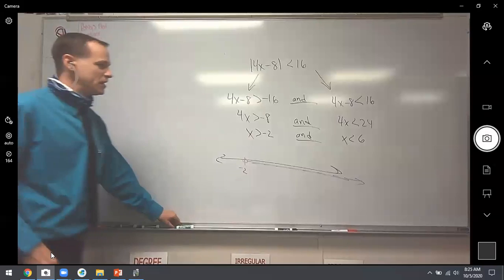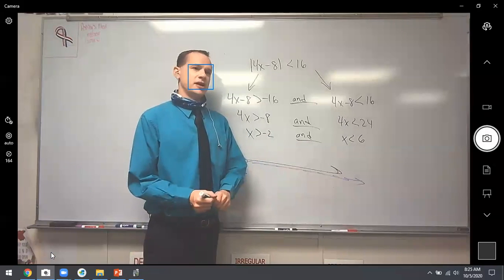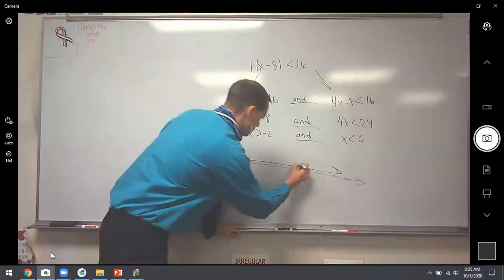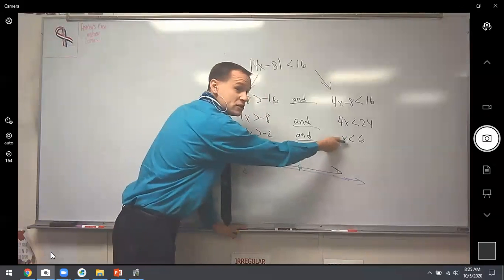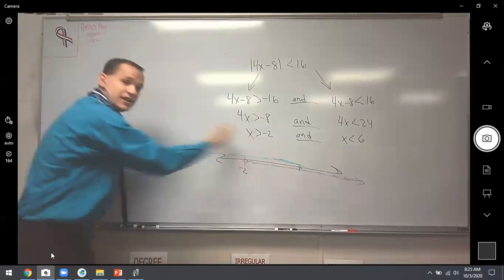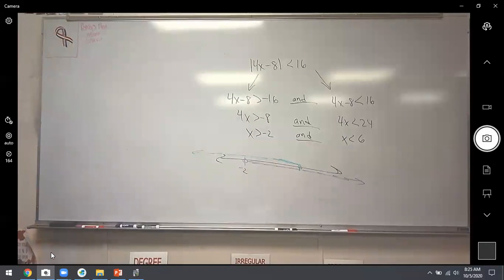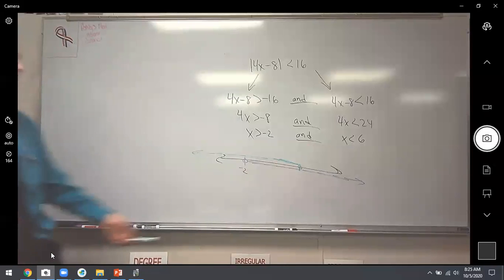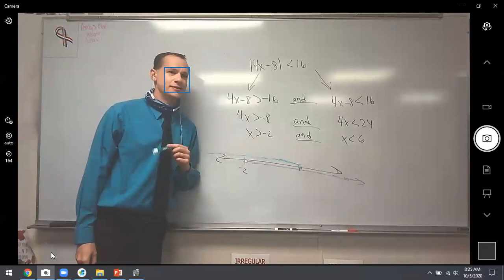Well, what about my other piece? Here's all the x's that are less than 6, right? So again, I go to 6, open circle on this piece too, correct? And this one gets shaded all the way for x's less than 6. Now, where's the answer? How can I have two pieces? That's why the keyword is and.